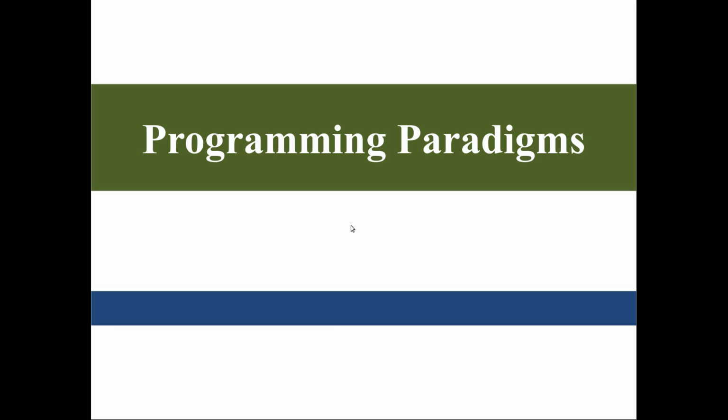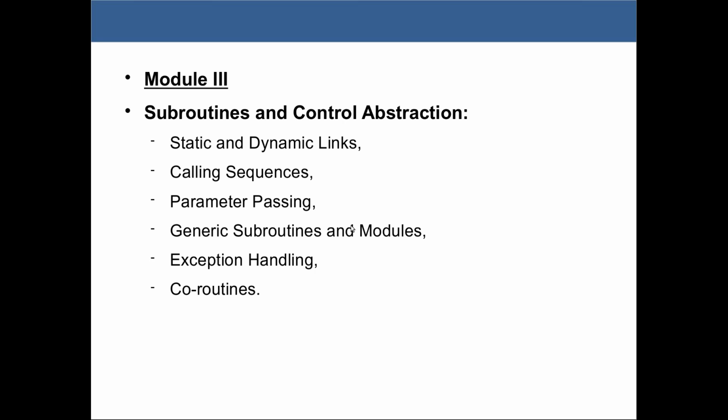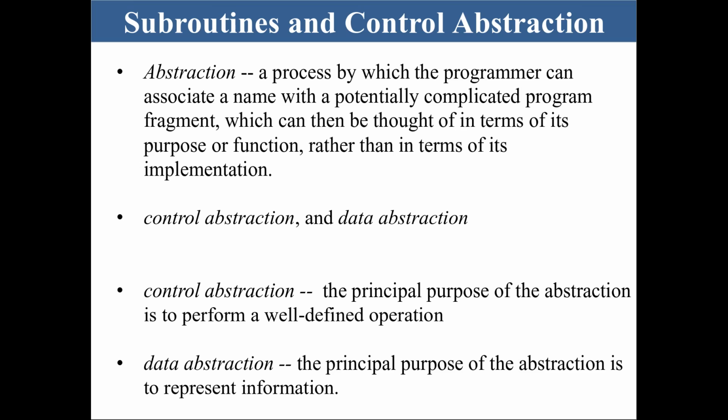Okay, today we are discussing about starting the third module, subroutines and control abstraction. And this module consists of static and dynamic links, calling sequences, parameter passing, generic subroutines and modules, exception handling, coroutines. These are the topics in third module. And today we are focusing on static and dynamic links and calling sequences.